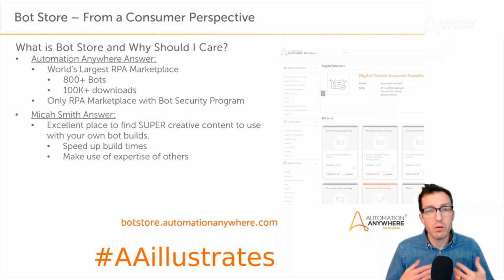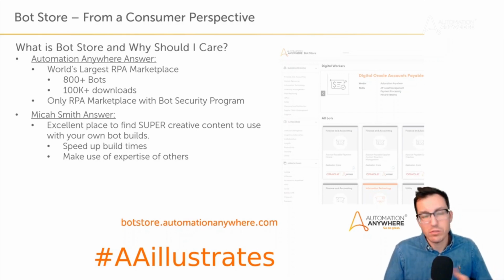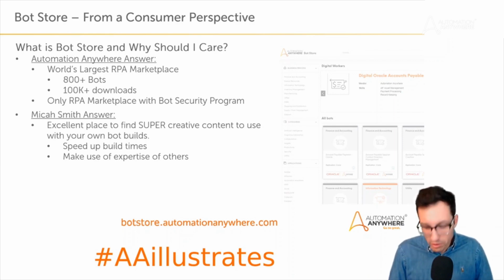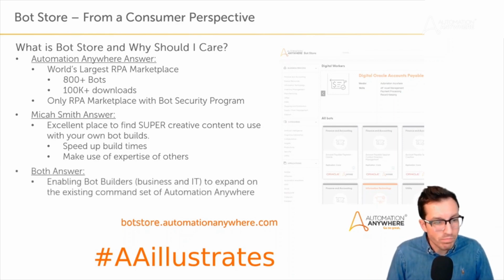It also provides a great way for you to extend the current capabilities of either version 11 or A2019. You can go there and find bots that are related to artificial intelligence and cognitive automation. And so that allows you to really accelerate your own digital transformation journey as you start to work with your RPA application. And then I think we would both answer that enabling bot builders, from both business and IT, to expand on the existing command set of Automation Anywhere is a huge lift to anyone involved.